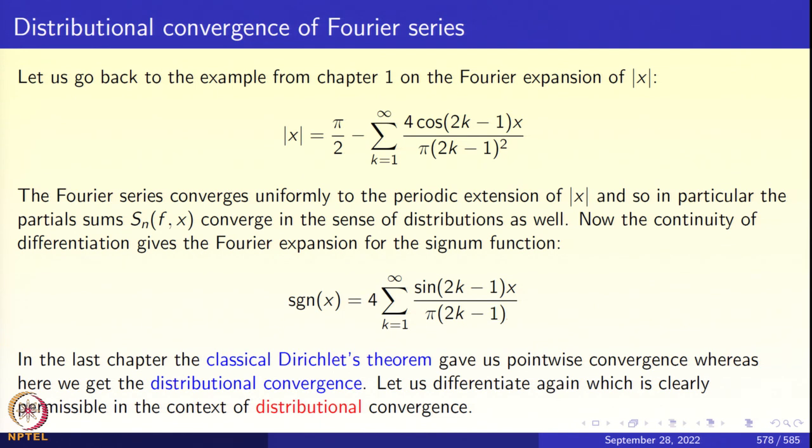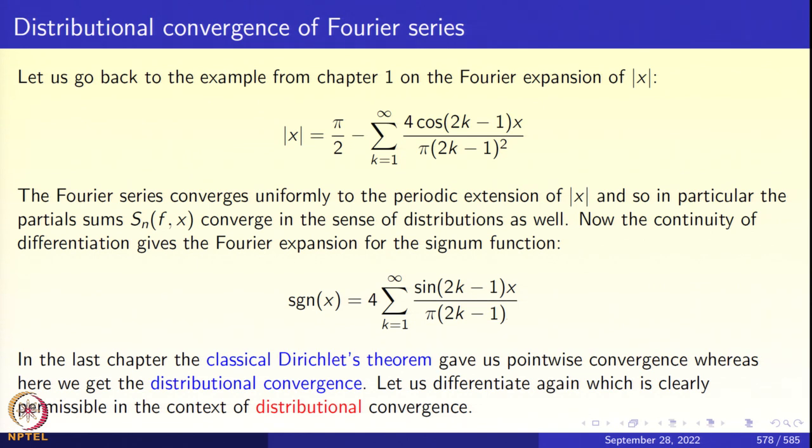This falls under the purview of Dirichlet's theorem that we discussed in the last chapter. Namely, this converges pointwise except at the discontinuities, and at points of discontinuity it converges to 0. We have seen this in the last lecture. But now I want to differentiate it once again. When I differentiate the signum function, I get the Dirac delta. In fact, I get twice the Dirac delta, placed at 0, pi, minus pi, etc.